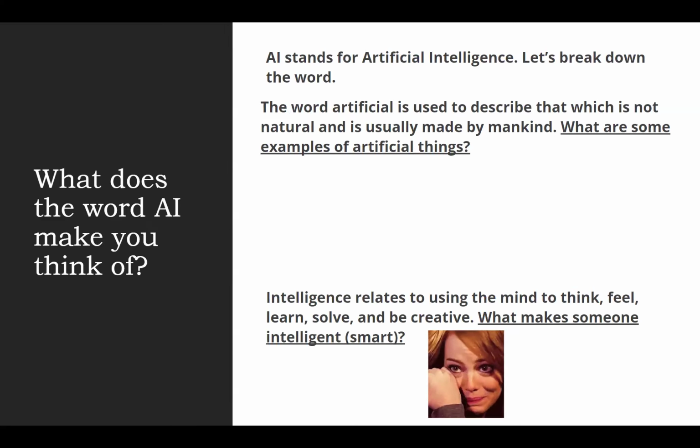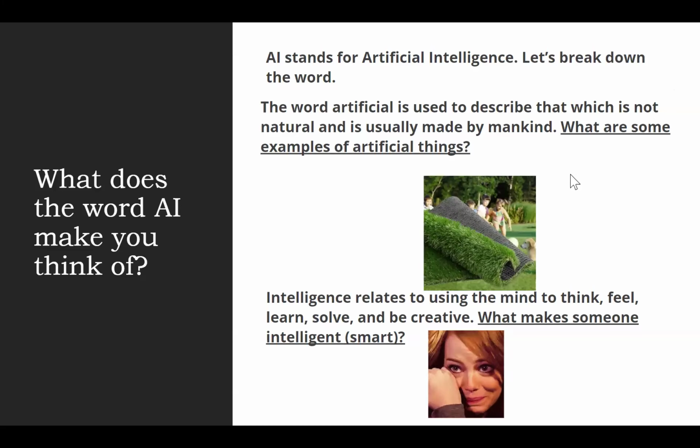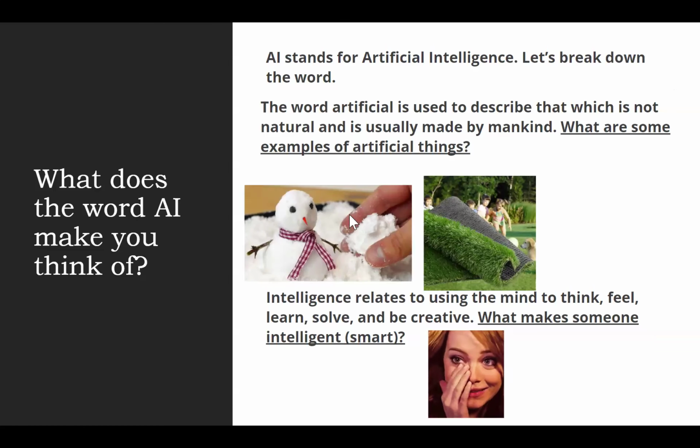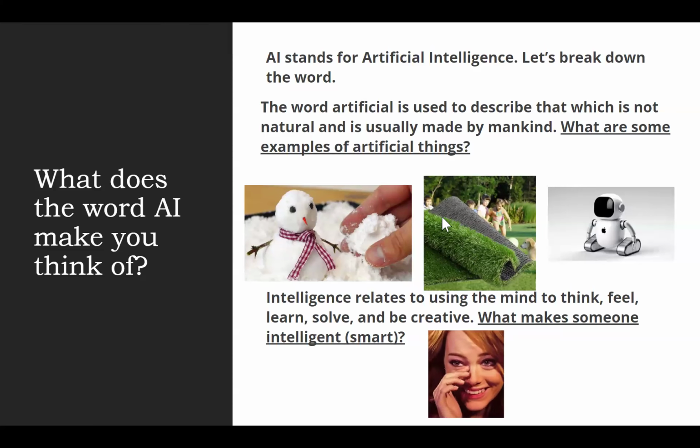If we look at the word artificial, it means something that's created by a human and not natural. So can anybody give me an example of something that's artificial? Yeah, I have an artificial flower in my home, so I know something plastic is artificial. Yeah, that's similar to my example. I thought of artificial grass and artificial snow and a robot, because all of these are not naturally just there, and they were created.